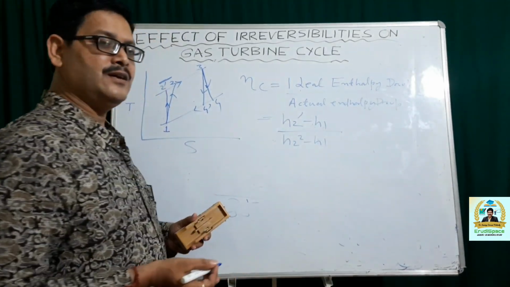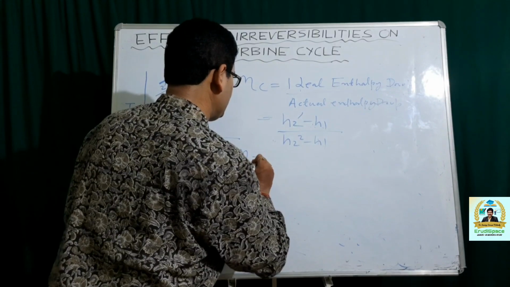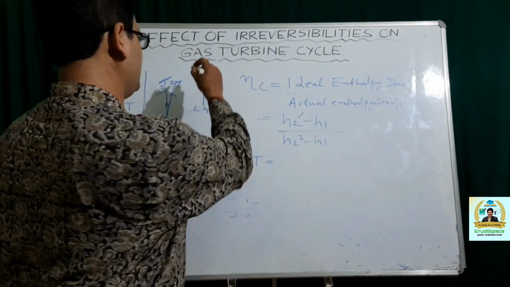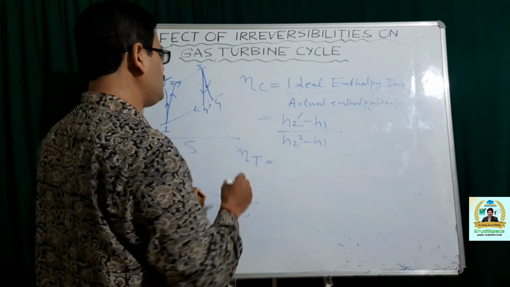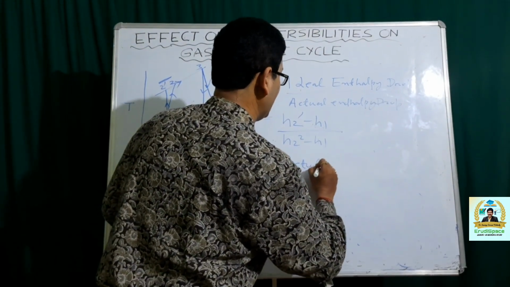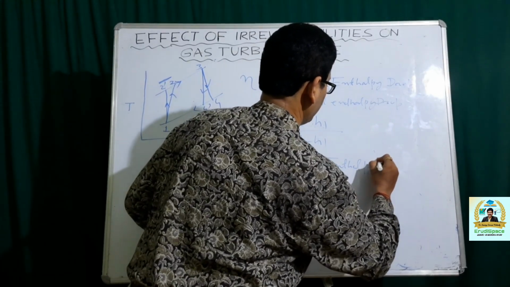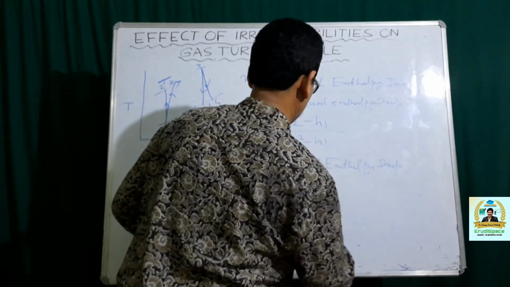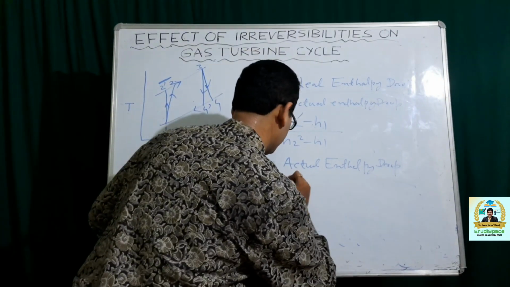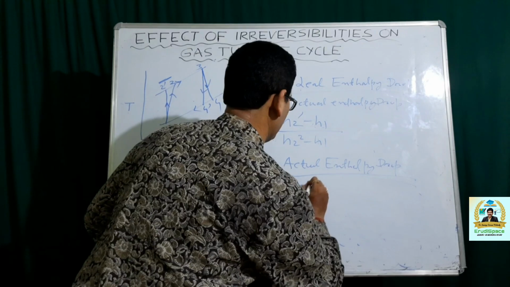Similarly, what about the efficiency of the turbine? The efficiency of the turbine is the ratio between actual enthalpy drop divided by ideal enthalpy drop.